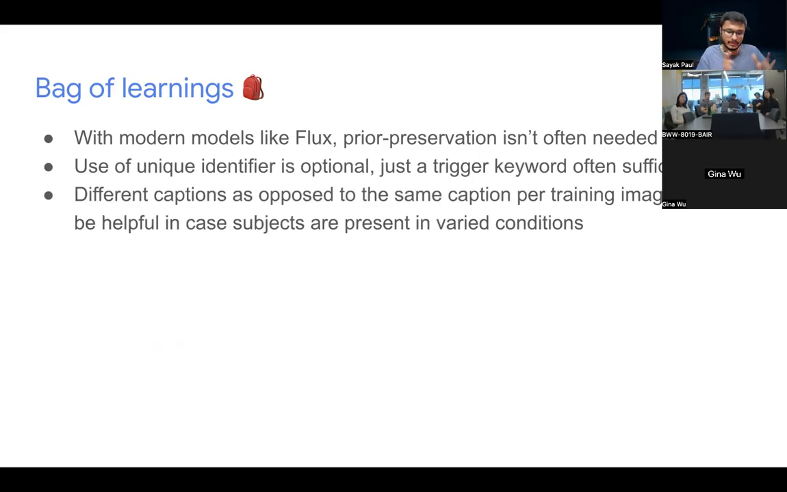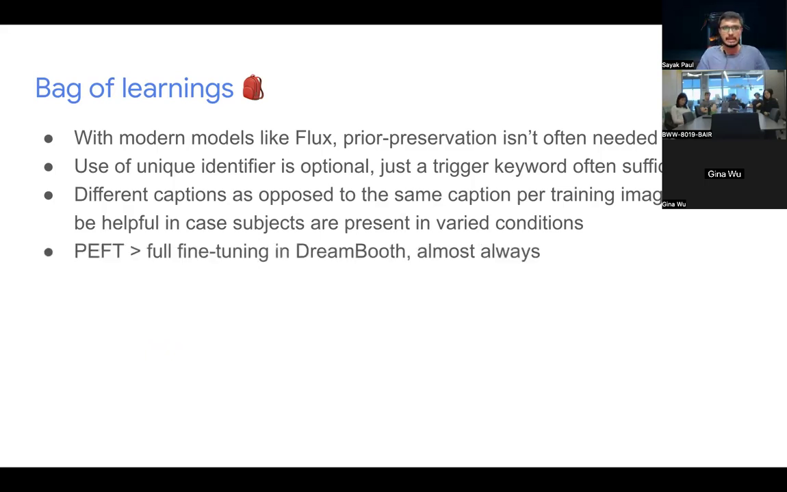And then, different captions. We mentioned that all our training images will probably get mapped to a single caption having that trigger word, but different captions having that same trigger word, as opposed to using the same caption per training image, can be helpful, especially if the subjects within the training images are present in varied conditions. And then no one really uses full fine tuning for DreamBooth. Usually parameter efficient fine tuning with something like LoRA just almost always works.